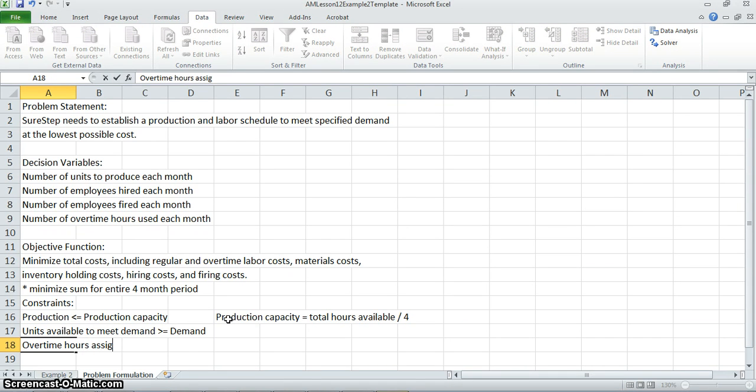The last constraint is that the overtime hours assigned has to be less than or equal to the maximum overtime hours. There is a maximum on overtime hours because at most we can assign a certain number of overtime hours to each employee, and that's 20 per employee.